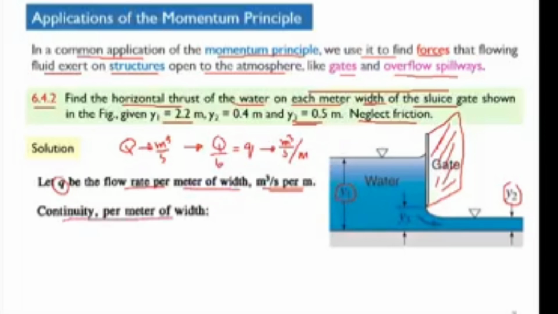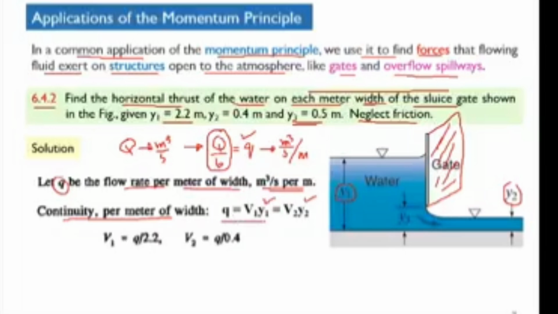Now from continuity, Q is equal to V1 Y1, equal to V2 Y2. Now unit width is considered. So we only consider the depth here, Y1 here and Y2 here, because the width is divided out, Q divided by B. So that's why we have discharge per unit width. Clear? Now from here, V1 will be equal to Q divided by Y1, and Y1 is 2.2 meter here. And V2 is equal to Q divided by 0.4, since Y2 is 0.4.